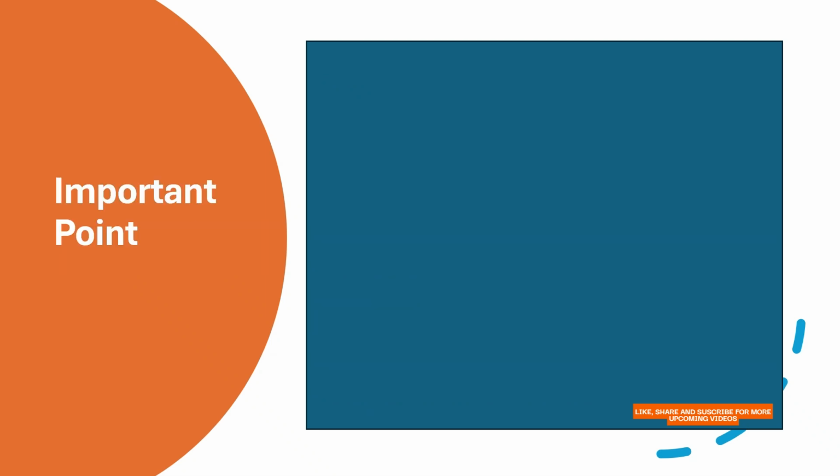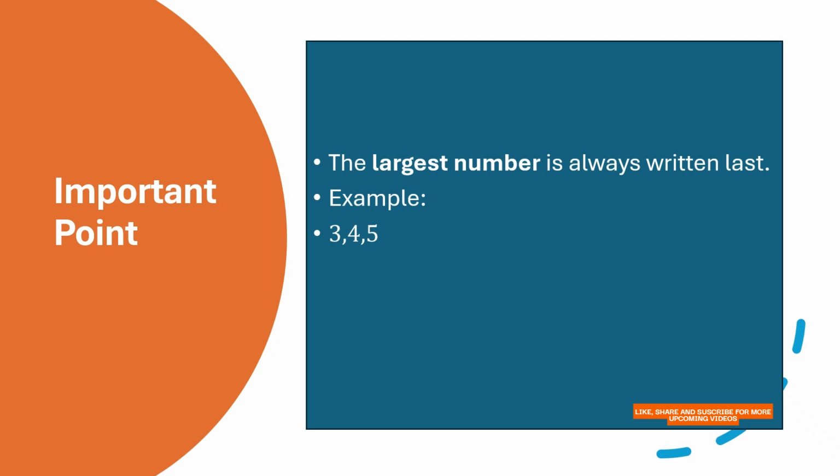The important point that you all have to remember is that the largest number is always written last. For example, let's take the numbers 3, 4 and 5. The largest number here is 5. Similarly 5, 12 and 13, likewise 8, 15 and 17. So always the largest number is written last.